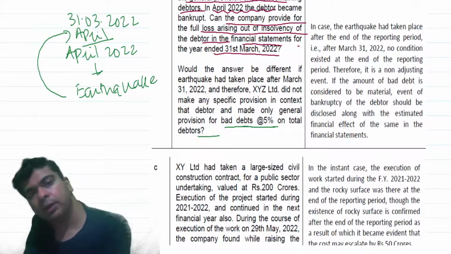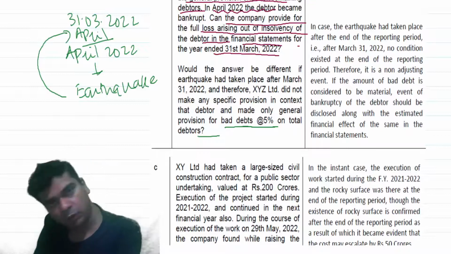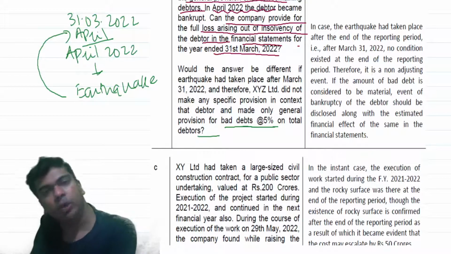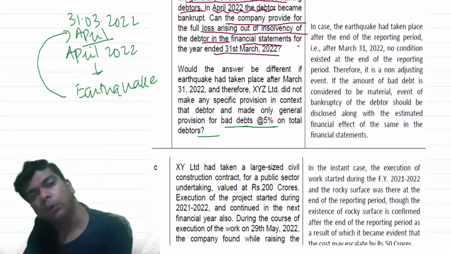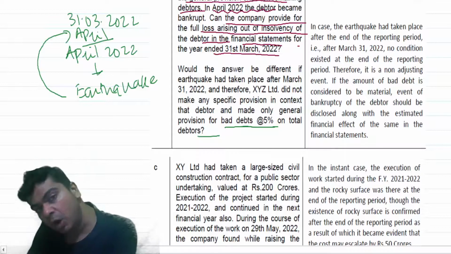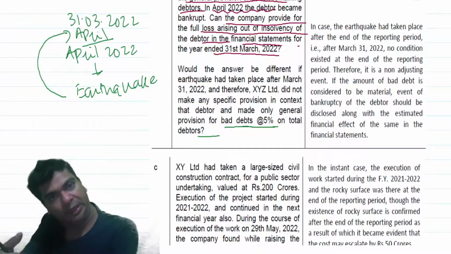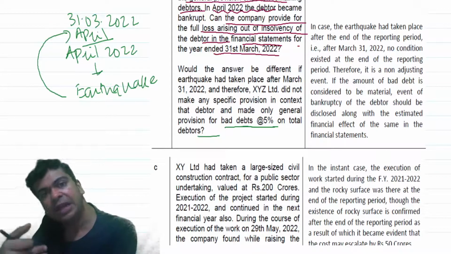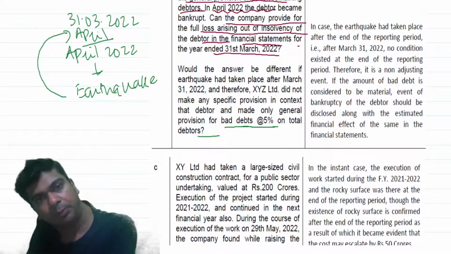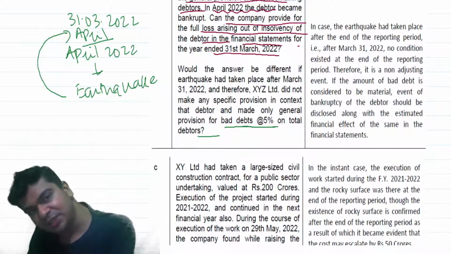Okay, what is the event? Debtor has become bankrupt. What are the circumstances that led to the event? Earthquake. Was the condition of the bankruptcy prevailing on the reporting date? Answer will be no this time, because earthquake did not occur before the reporting date. Earthquake has occurred after the reporting date. That means the conditions which led to the bankruptcy of the debtor were not existing on the reporting date. This will make it a non-adjusting event.